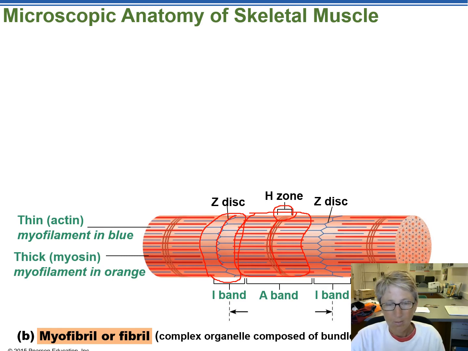Those are all just superficial structures, but the proteins that make up all these discs and zones and bands are the protein actin and the protein myosin. These blue lines are called thin filaments, and they're made of the protein actin. And these orange lines are called the thick filaments, and they're made of the protein myosin.